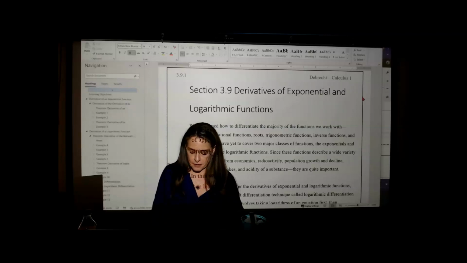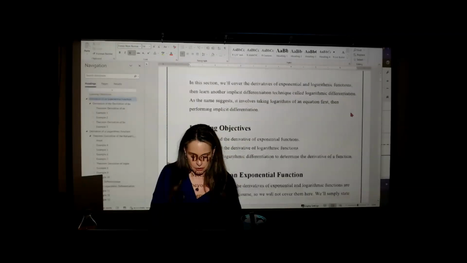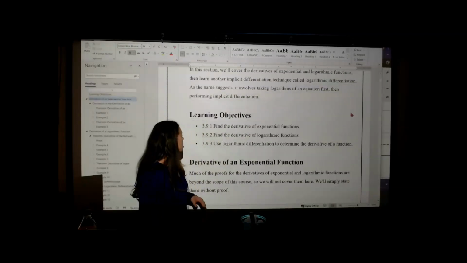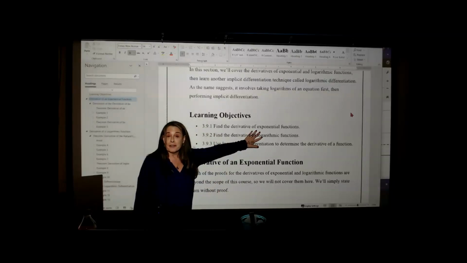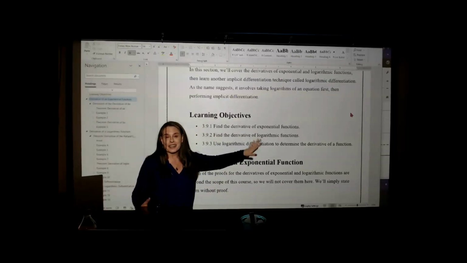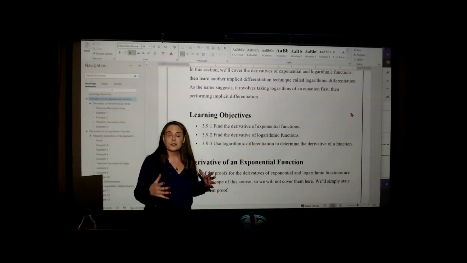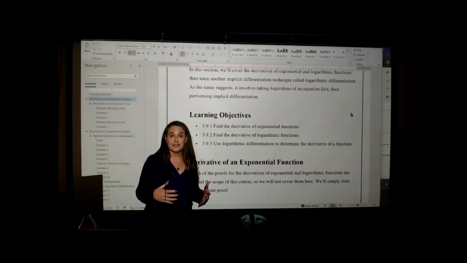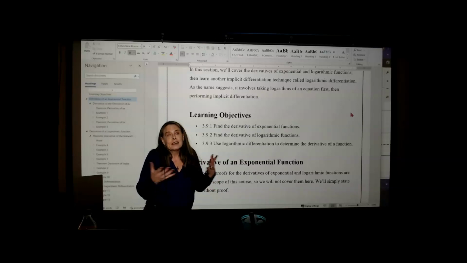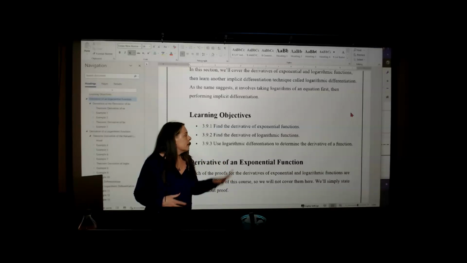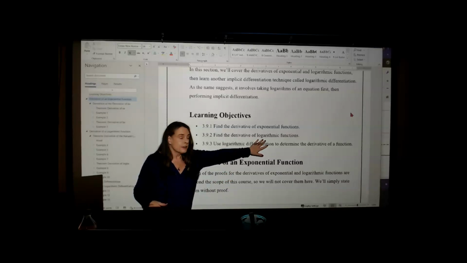Let me go ahead and cover for you now the few learning objectives that we have in this section. We're going to find the derivative of exponential functions, which actually I've already given to you. The derivative of e to the u, where u is a function of x, is e to the u with the chain rule times the derivative of u with respect to x. The exponential is one of our favorite functions to take the derivative of, as it's itself with the chain rule as well. Then we'll find the derivative of logarithmic functions.